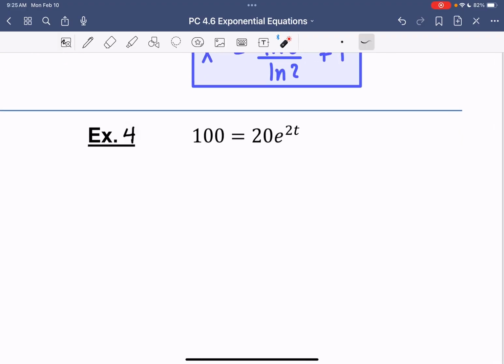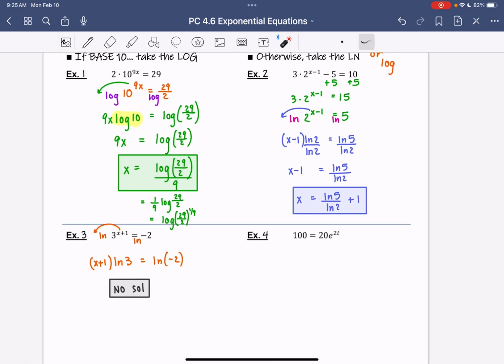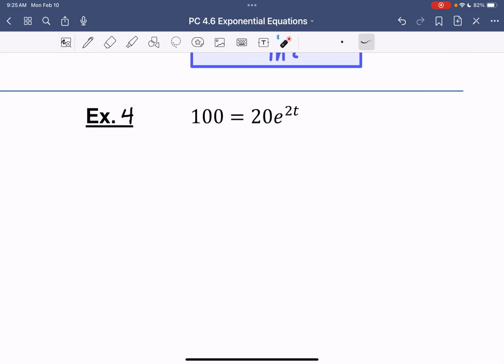Alrighty, next problem, we have base e. So we want to be lning both sides, definitely, especially with e, as we will see in a second. First and foremost, get the exponential part by itself, dividing by 20.